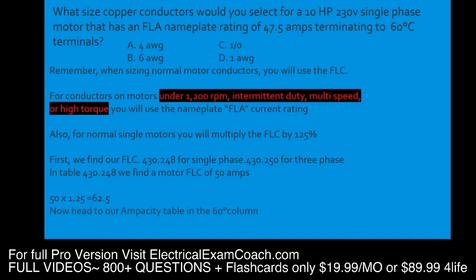Now we're going to head to our ampacity table, being sure to select from the 60 degree C column. In the copper side in the 60 degree C column, we go down and we find a wire that will cover our known amp draw. And in this case, we're going to select a number 4.